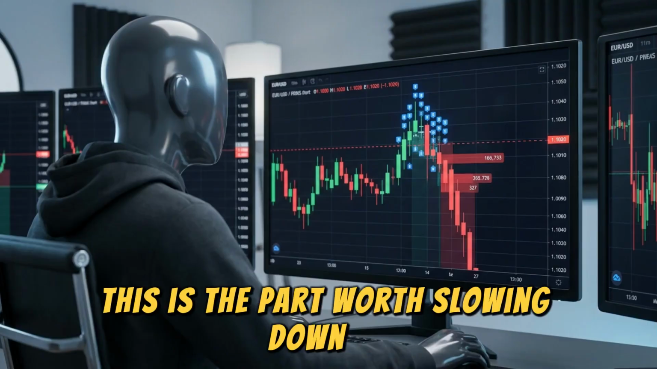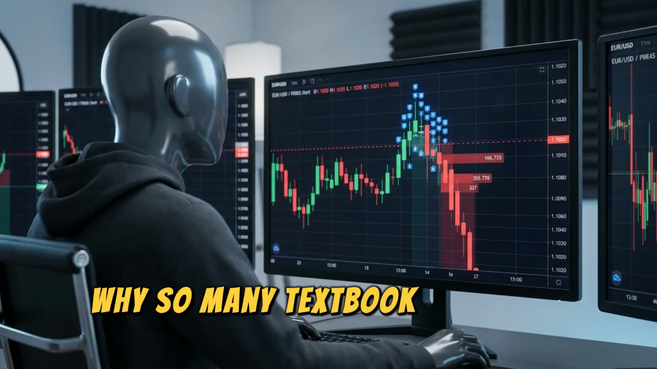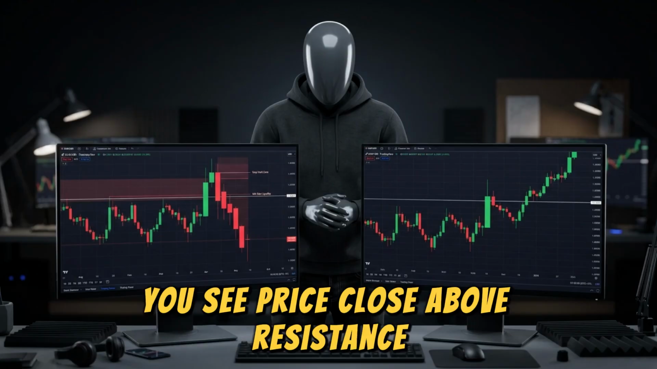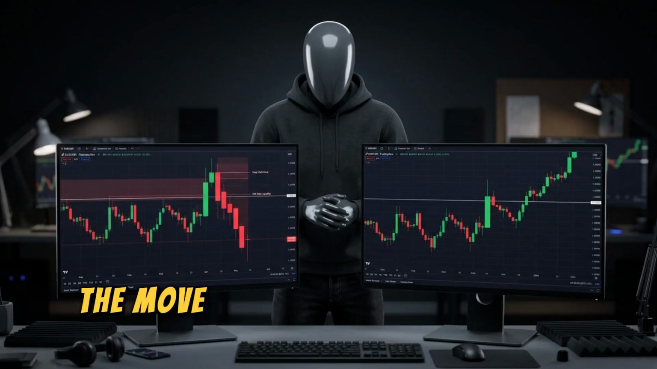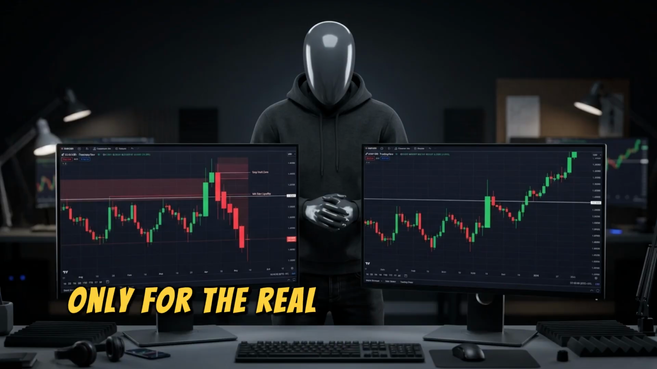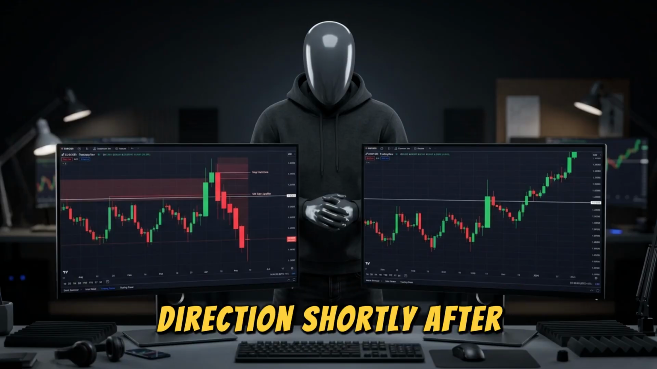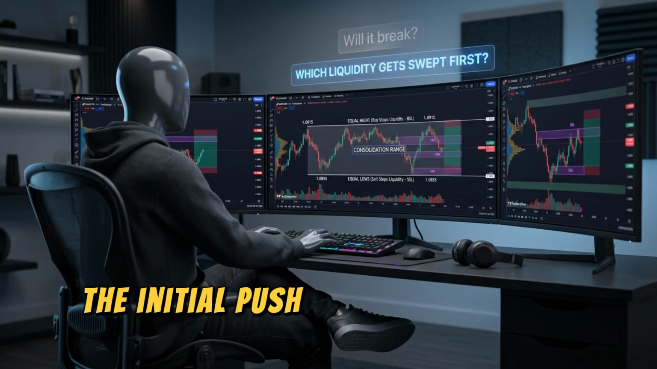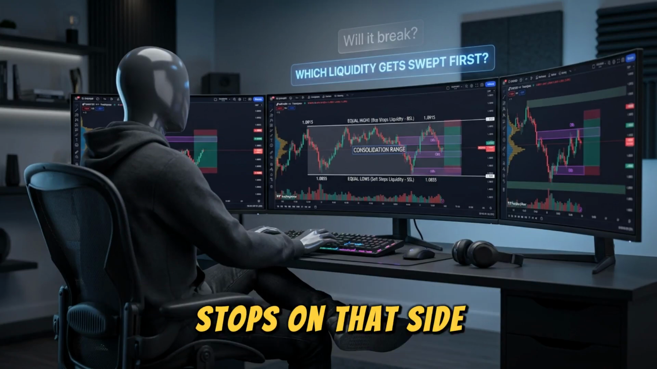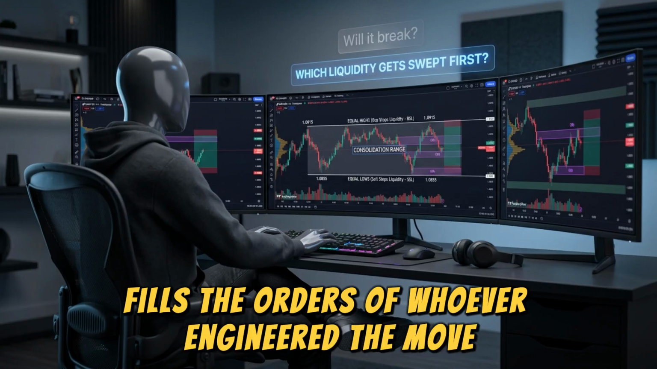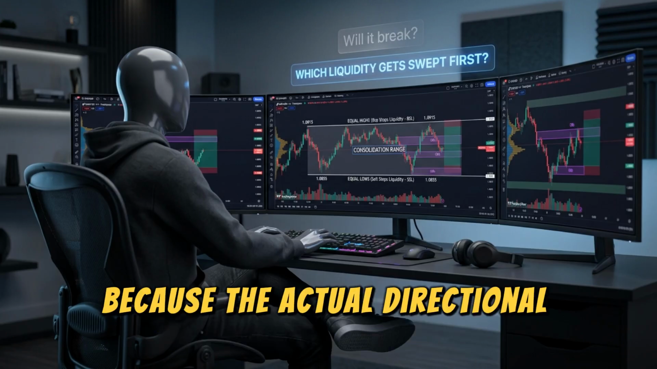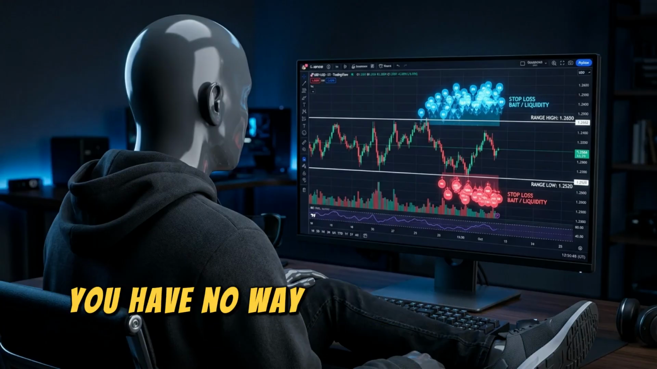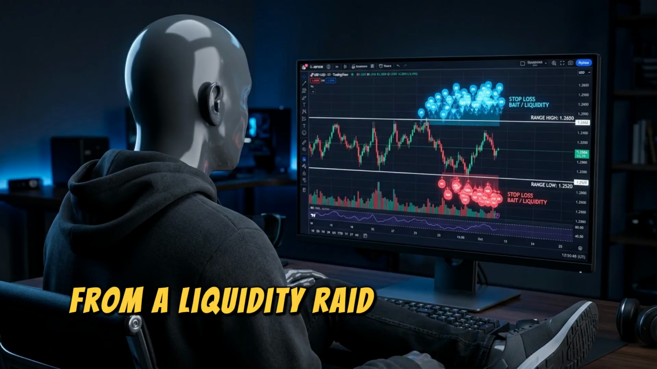This is the part worth slowing down on, because it explains why so many textbook breakout trades fail almost immediately after entry. You see price close above resistance, you enter long, and within minutes the move reverses hard and stops you out, only for the real move to happen in the opposite direction shortly after. That's not bad luck. That's the range doing exactly what it was built to do. The initial push outside the range sweeps the resting stops on that side, fills the orders of whoever engineered the move, and then price reverses because the actual directional intent was the opposite side all along. If you're only watching for a breakout candle, you have no way of distinguishing a genuine expansion from a liquidity raid dressed up as one.